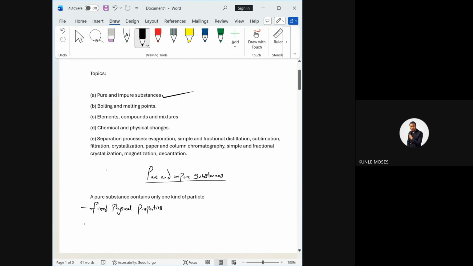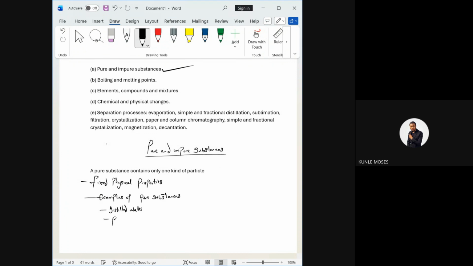Okay, so for example, we have examples of pure substances. Distilled water is there, and any other substances that carry the word pure, like pure potassium chloride, pure sodium chloride, things like that. Any other substances that carry the word pure are examples of pure substances.